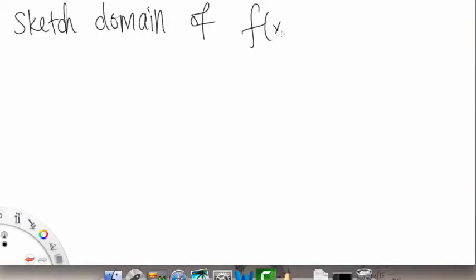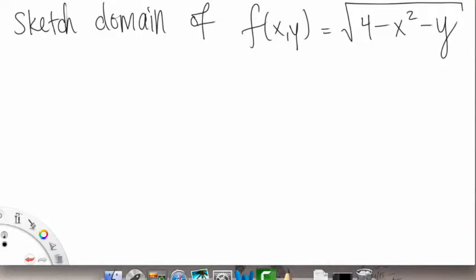So what we're going to do first is sketch the domain of f of x comma y is equal to the square root of 4 minus x squared minus y. Okay, and we're going to identify its range.